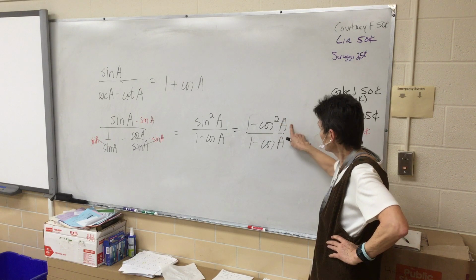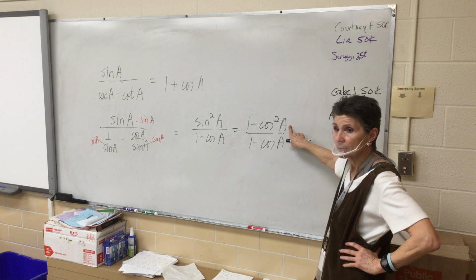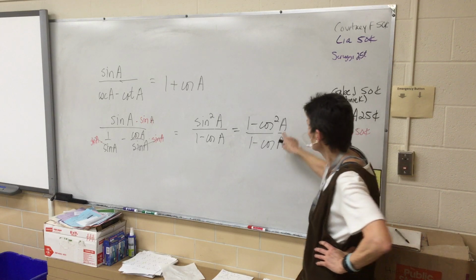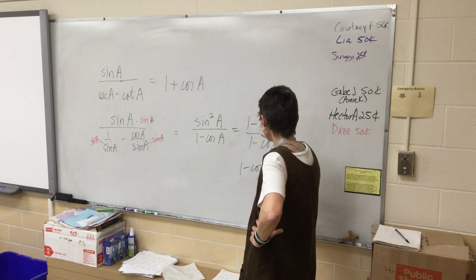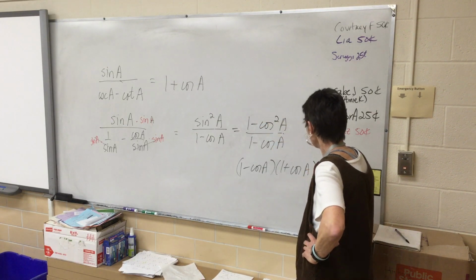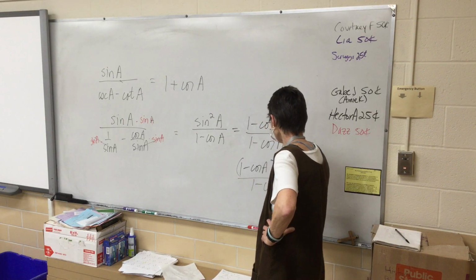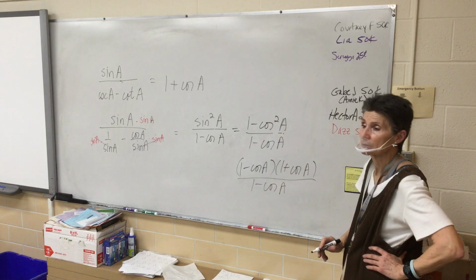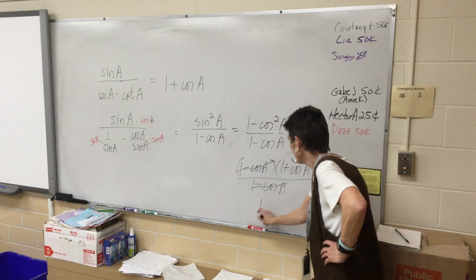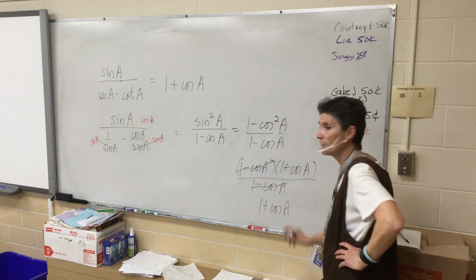Now, look at that numerator. What's special about it? It's a difference of squares. So it's going to be 1 minus cosine, 1 plus cosine, over 1 minus cosine. And now you can cancel. And we have exactly what we wanted now, don't we?